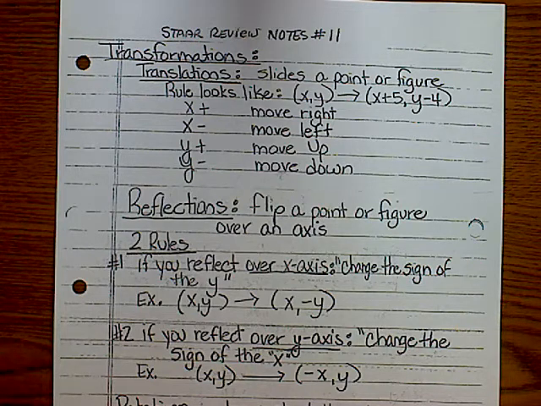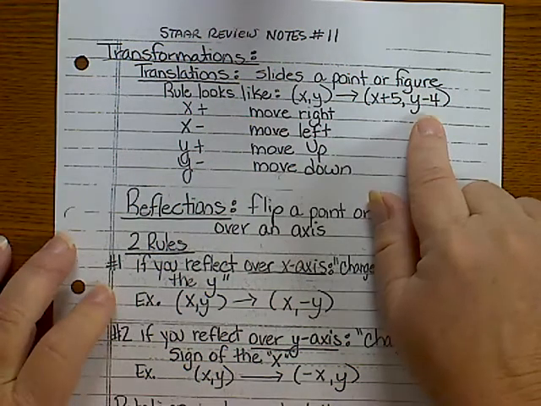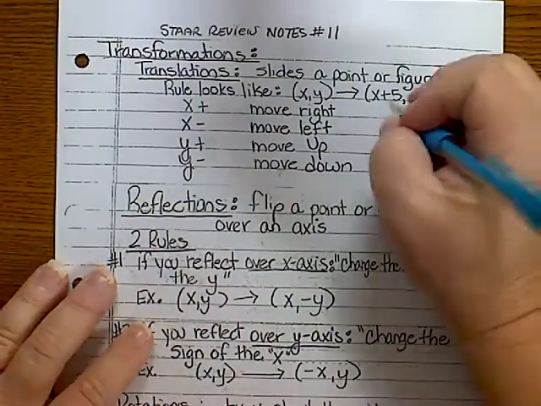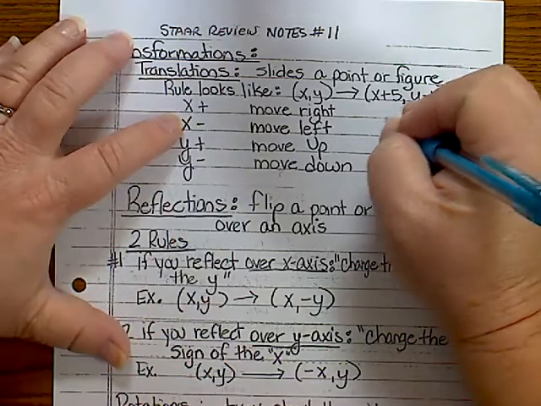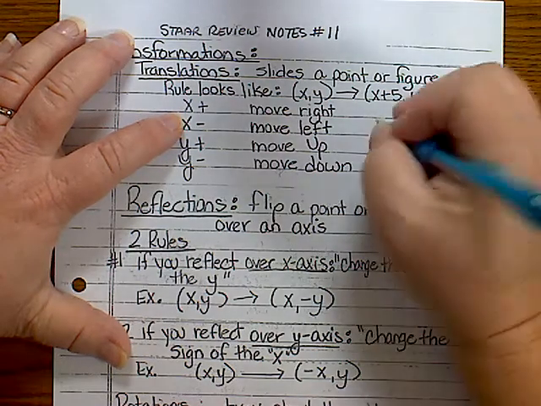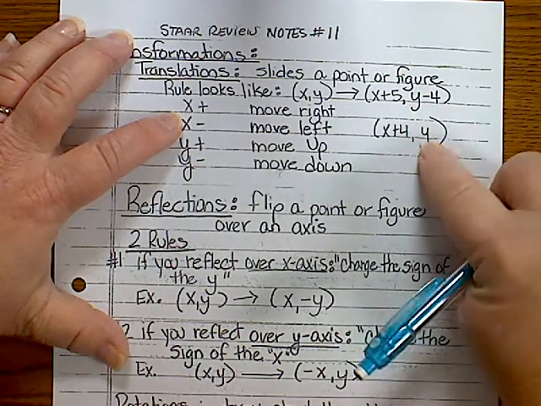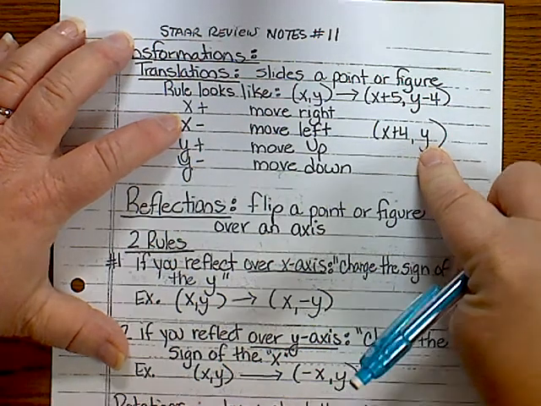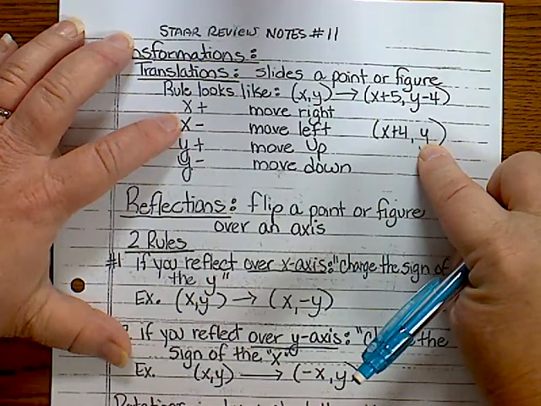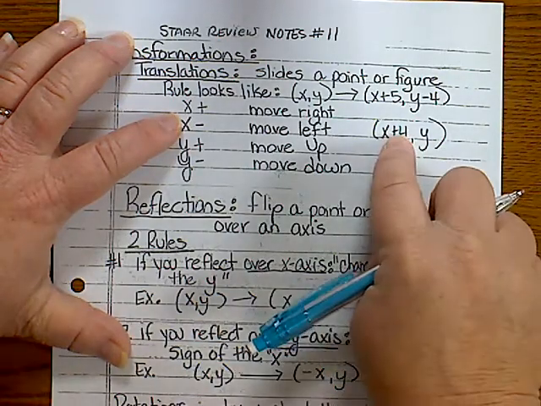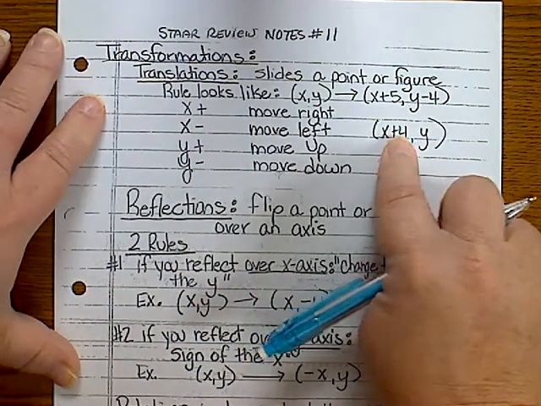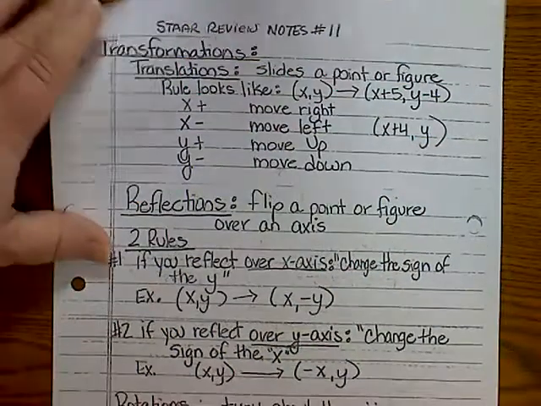So, translations. They slide a point of a figure. The rule looks like x plus, y plus. Sometimes they can even write a rule. Let's say they moved right but didn't move up or down. It would be x plus 4, y. That means if the y is by itself with no plus or minus, they didn't move up or down. If the x was by itself, it means that they didn't move left or right.